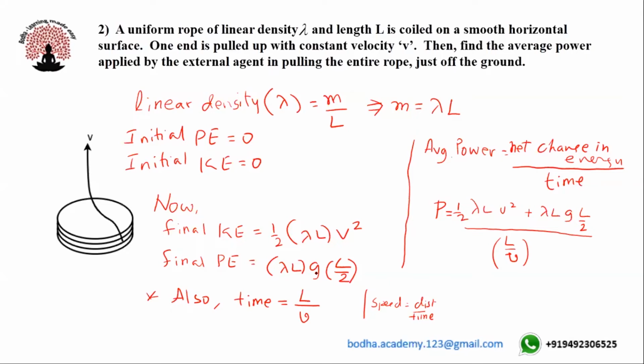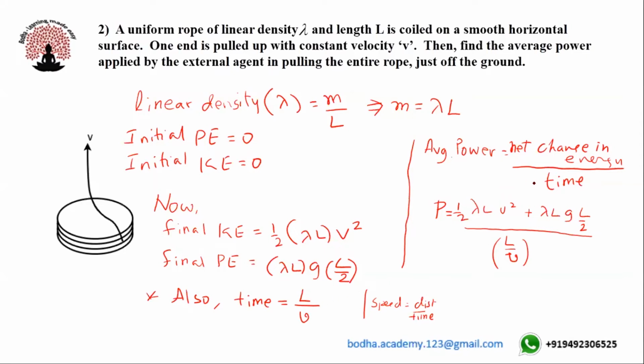Potential energy equals m g h. So in place of m, we'll write lambda L, g, height. For height we must consider the center of mass location. Total length of the rope is L, so its center of mass will be at L by 2. So in place of h, we'll write L by 2. Total time to lift the entire rope is given by the formula speed equals distance by time. Speed is v, distance is the length of the rope L, and time I'm denoting as t. So time is equal to L by v.